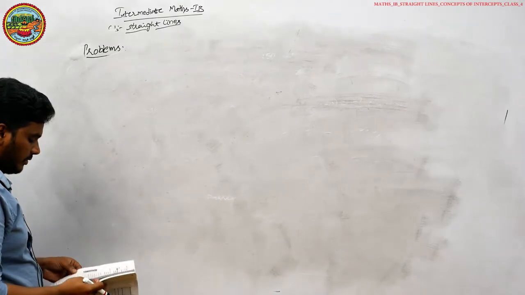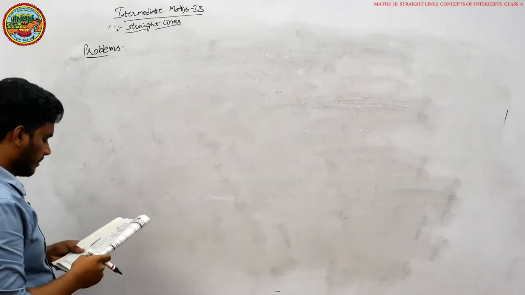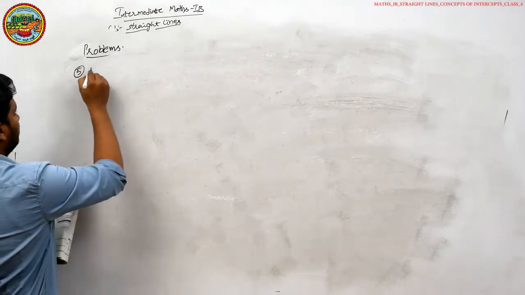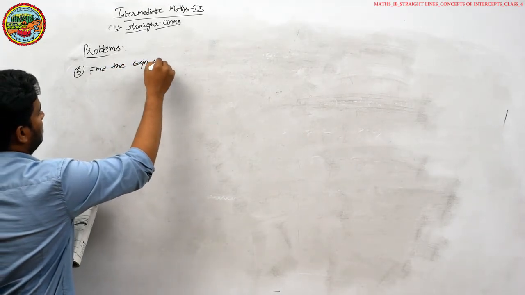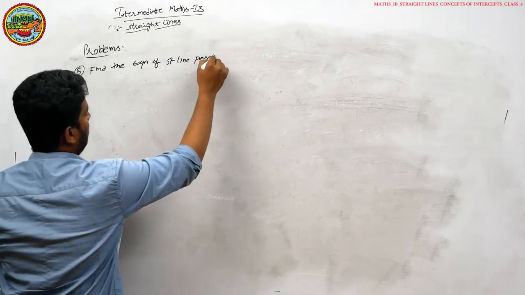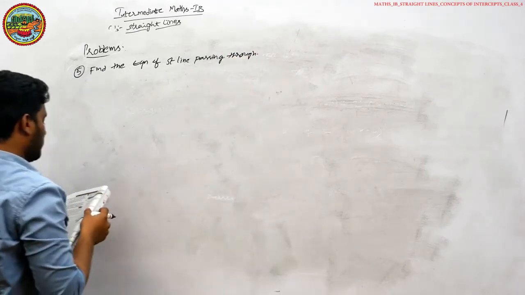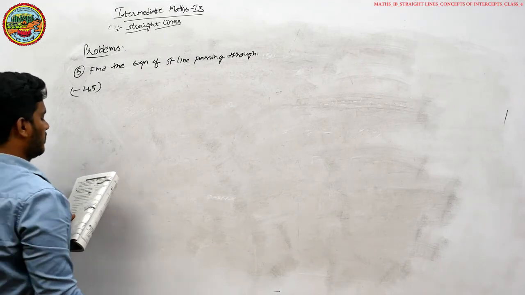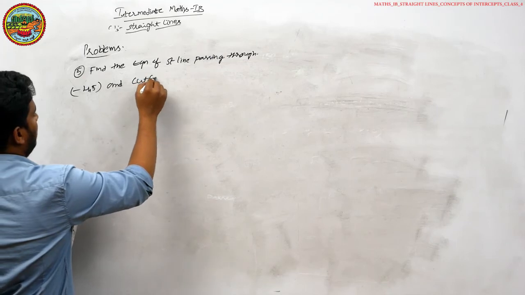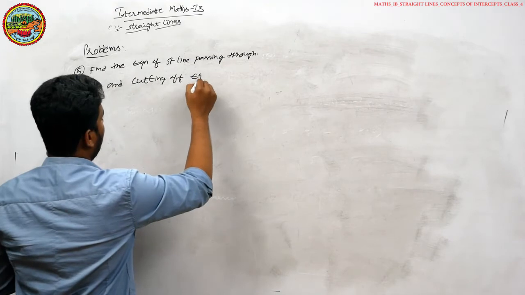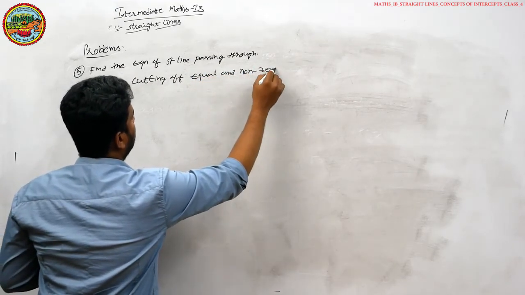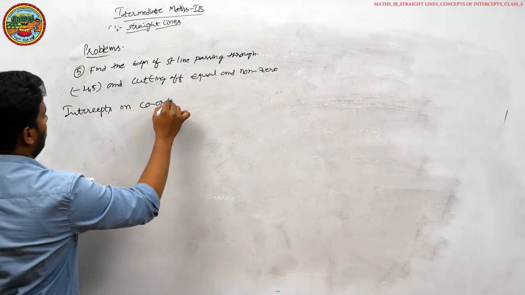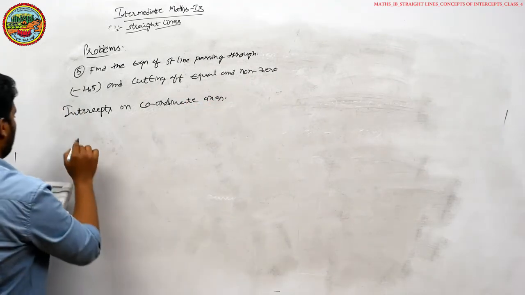So next, problem number 5. Find the equation of the straight line passing through the point minus 4 comma 5 and cutting off equal and non-zero intercepts on the coordinate axis. Okay, solution.